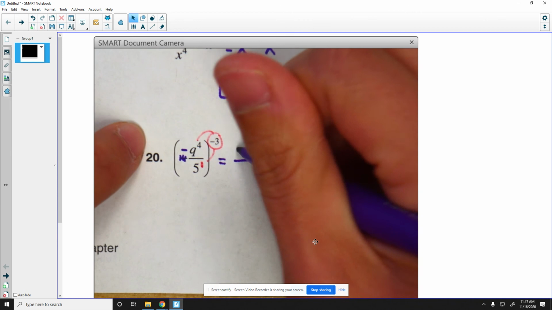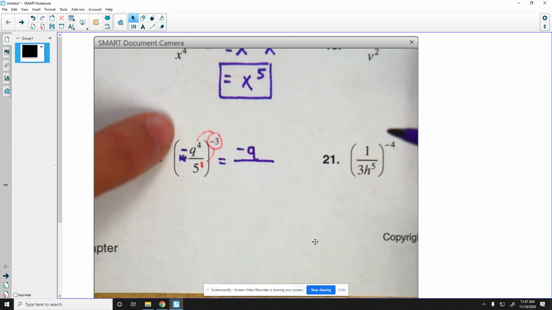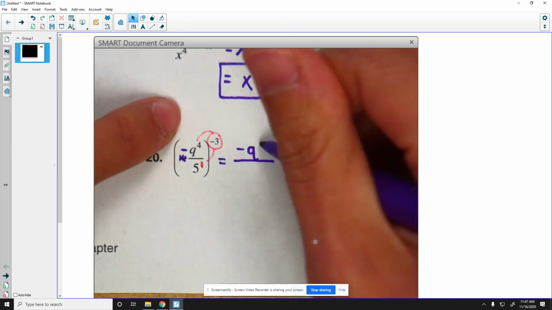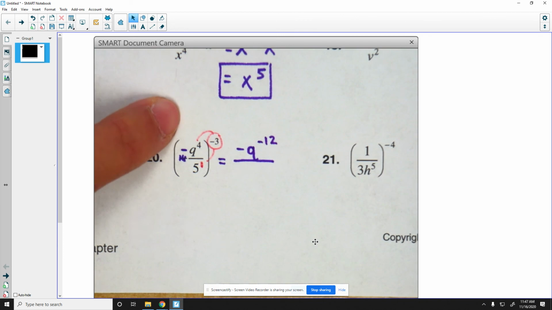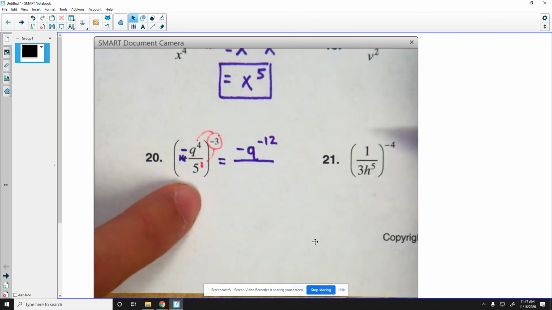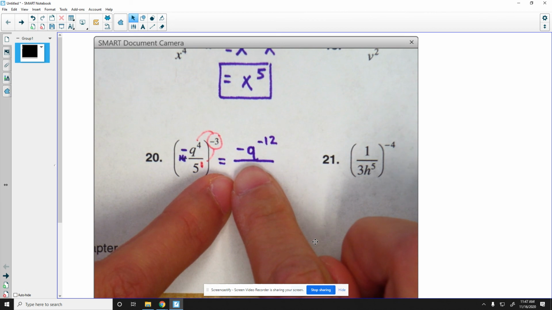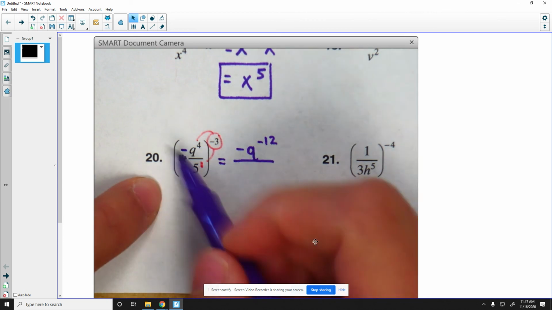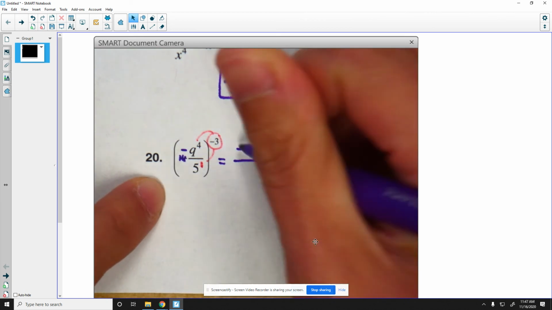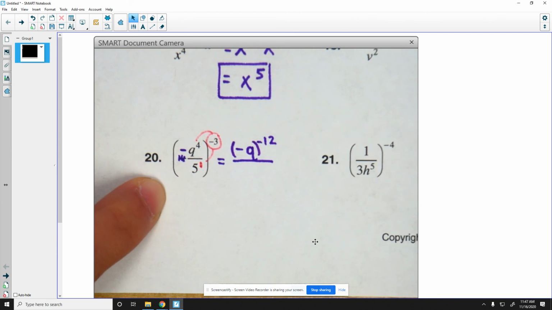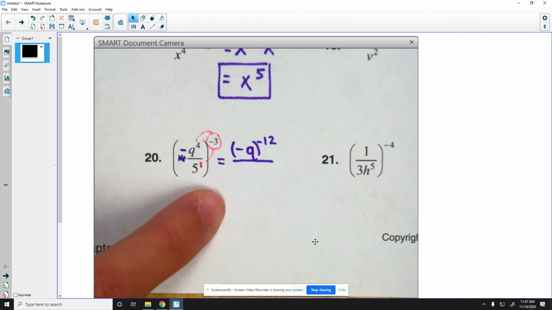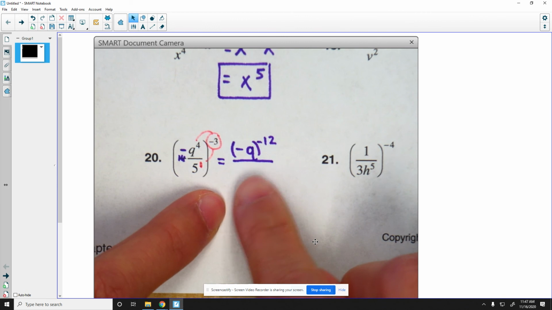I go negative Q to the negative 12, right? That's 4 times negative 3 is negative 12. Parentheses, thank you, thank you, thank you, right? There's a parentheses around the negative Q because it was originally in a big parentheses. So you must not forget, it still has to be in parentheses. It makes a huge difference. And it would for this problem.